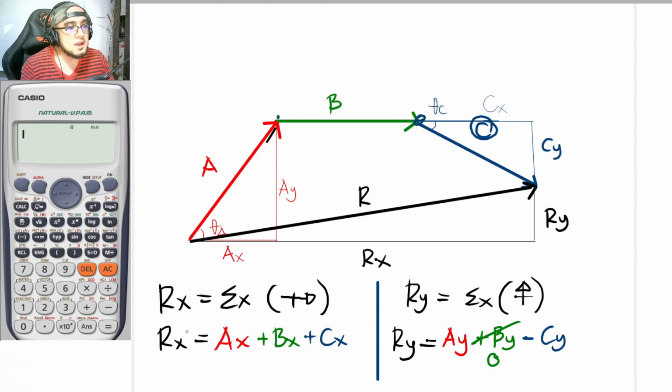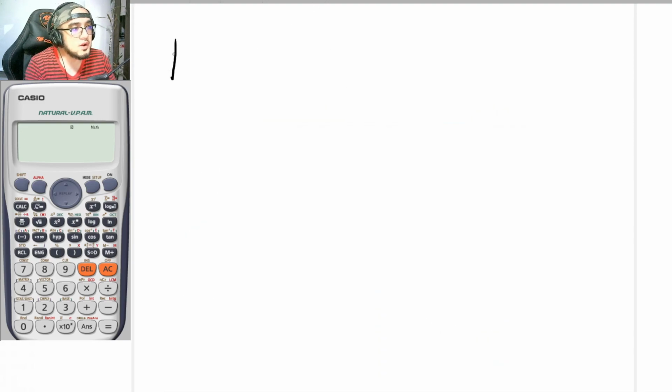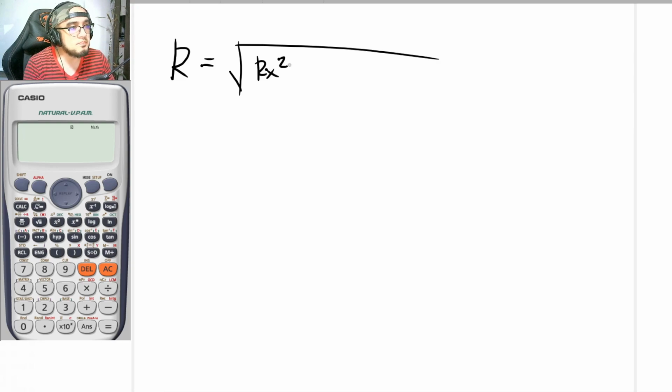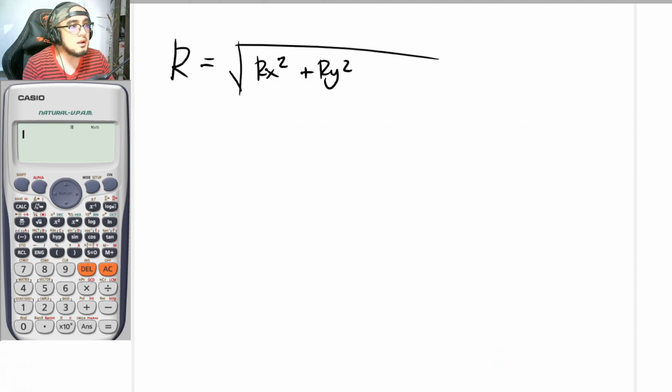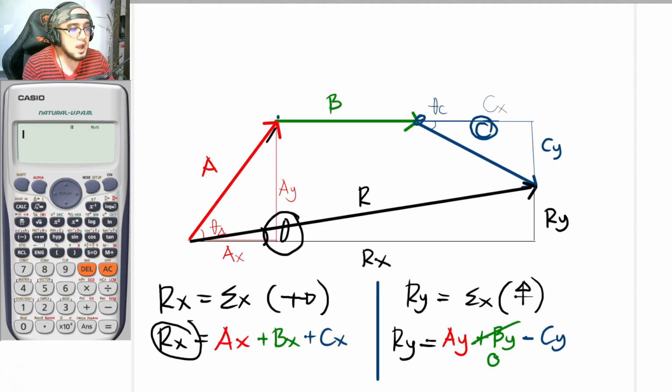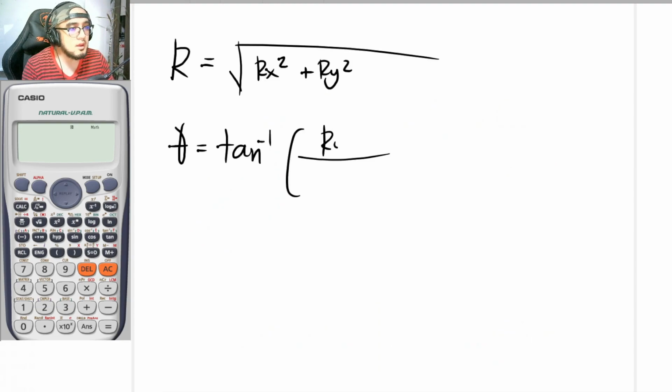Once you have solved for Rx and Ry, to solve for the value of your resultant R, using the Pythagorean theorem, R is equal to the square root of Rx squared plus Ry squared. That is for the resultant R. Then what about your direction? If this is your angle, your angle is equal to the arctangent of opposite over adjacent. What is opposite of this particular angle? That is Ry divided by Rx.